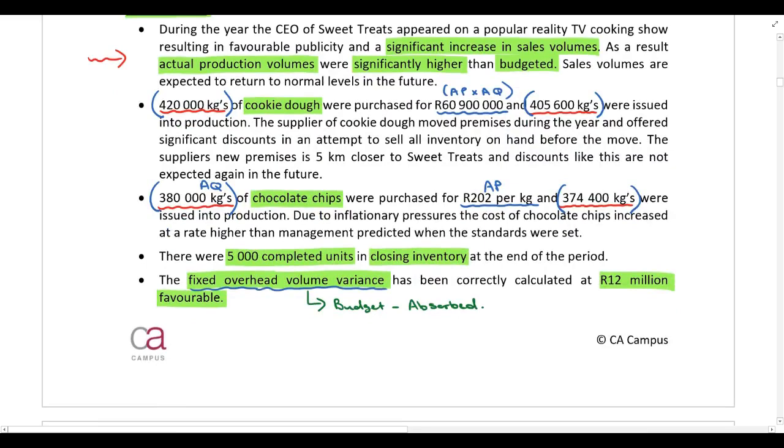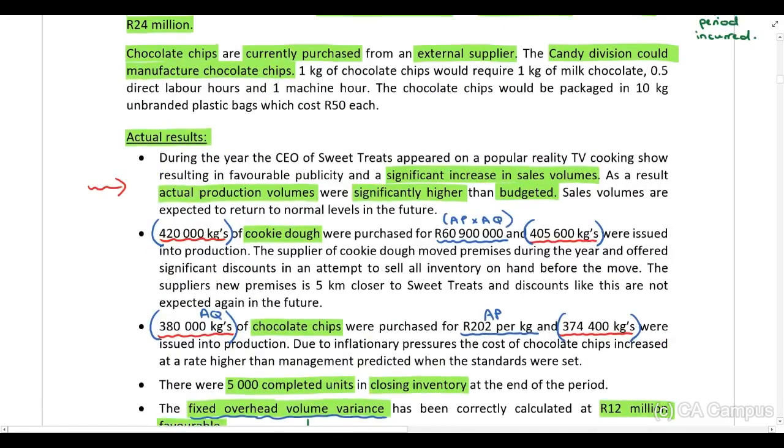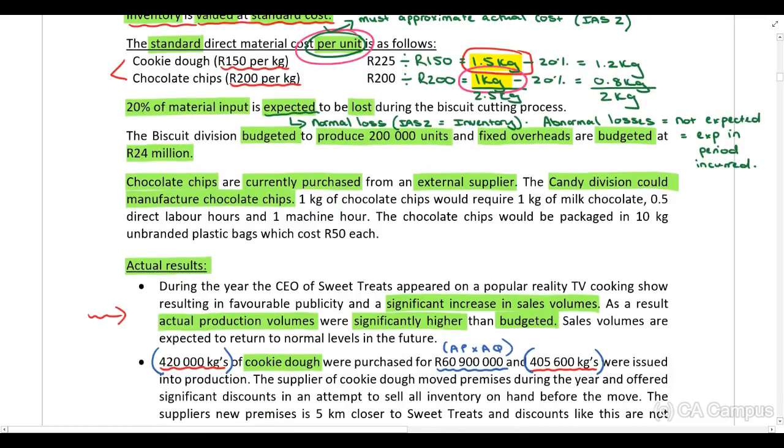And remember, we said the fixed overhead volume variance is calculated by taking the budgeted fixed overhead and deducting the absorbed fixed overhead. It's the difference between the budgeted and the absorbed fixed overhead. Now, we've got the variance. The variance has been given to us. We also have the budgeted fixed overhead. If we just go up, fixed overheads are budgeted at 24 million Rand.